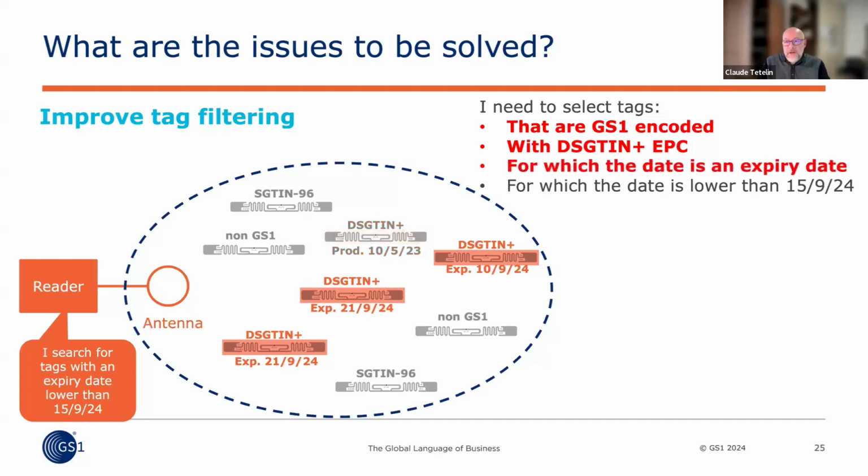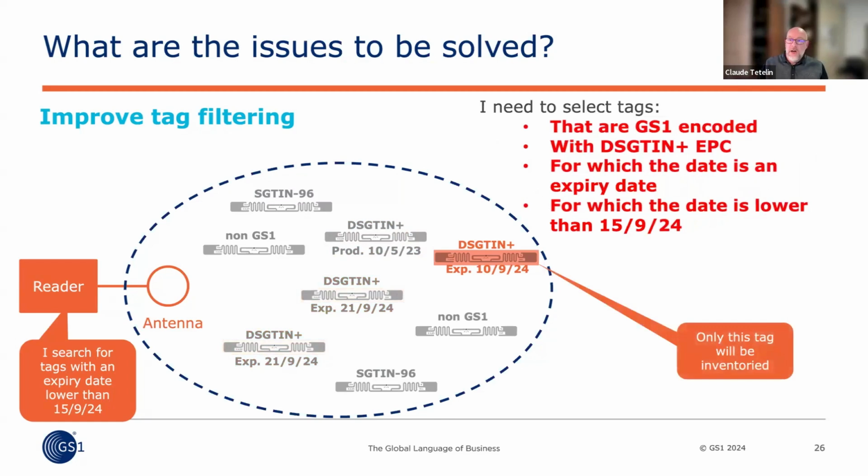Then you will say, oh, by the way, I want also that the DSGTIN+ carry an expiry date, not a production date, not a freeze-by date, not the best-before date, only expiry date. So everything is made within the same query X command. And finally, cherry on the cake, you will say, I want the expiry date to be lower than the 15th of September 2024. And in that case, you will see that in this example, only one tag will be inventoried.